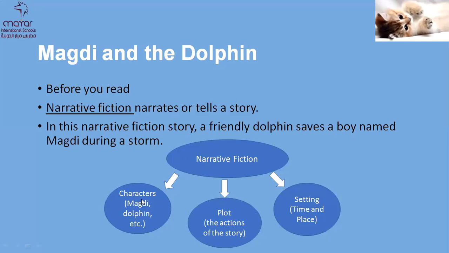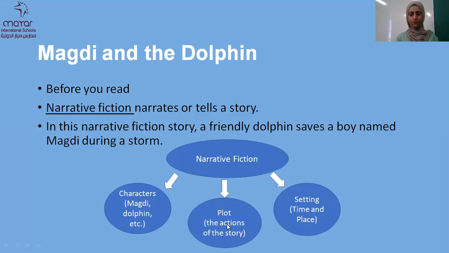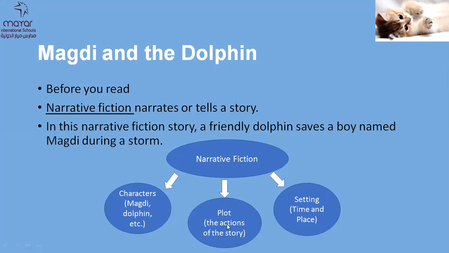Characters: Magdi, Dolphin. Plot: the actions of the story. This is the meaning of a plot, guys. Plot is the actions of the story or the events. Setting, time and place. So the setting is the time and the place.